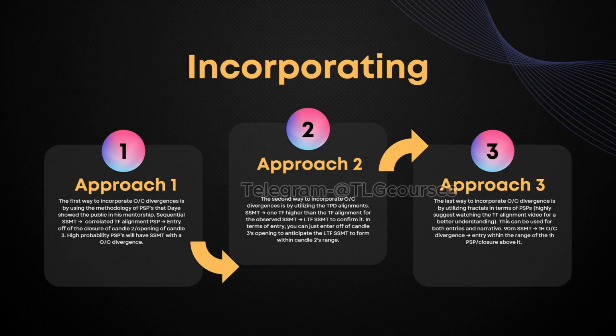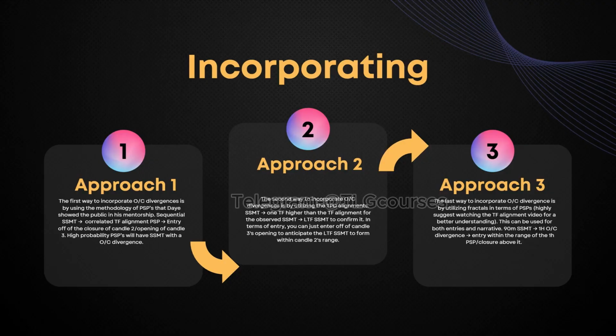that Day showed to the public in his mentorship. Sequential SMT being the first step, your correlated time frame alignment PSP. So for example, in this case, we'll use the 90-minute sequential SMT, 5-minute PSP, and then entry off of the closure of candle 2, the opening of candle 3, right? The highest probability PSPs will have sequential SMT with an open close divergence, right?